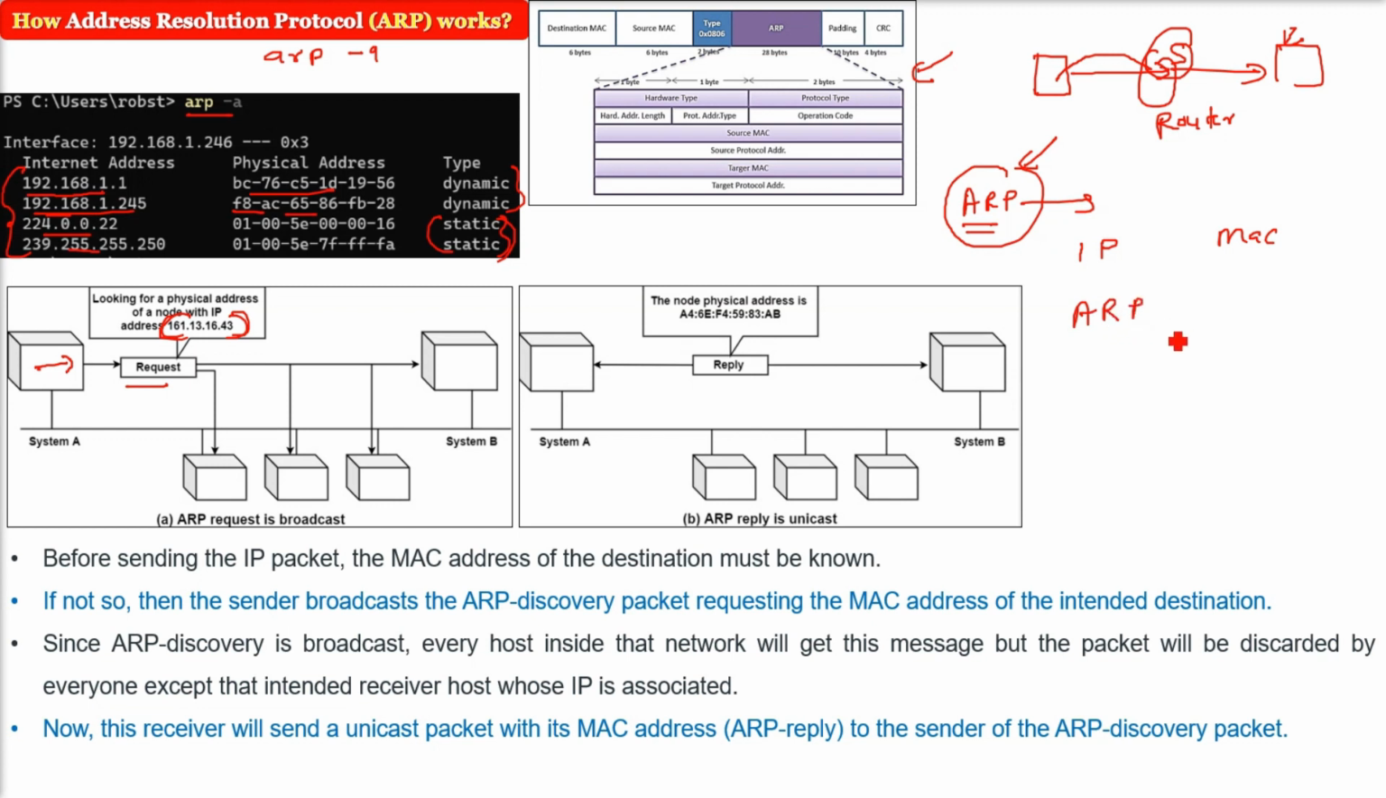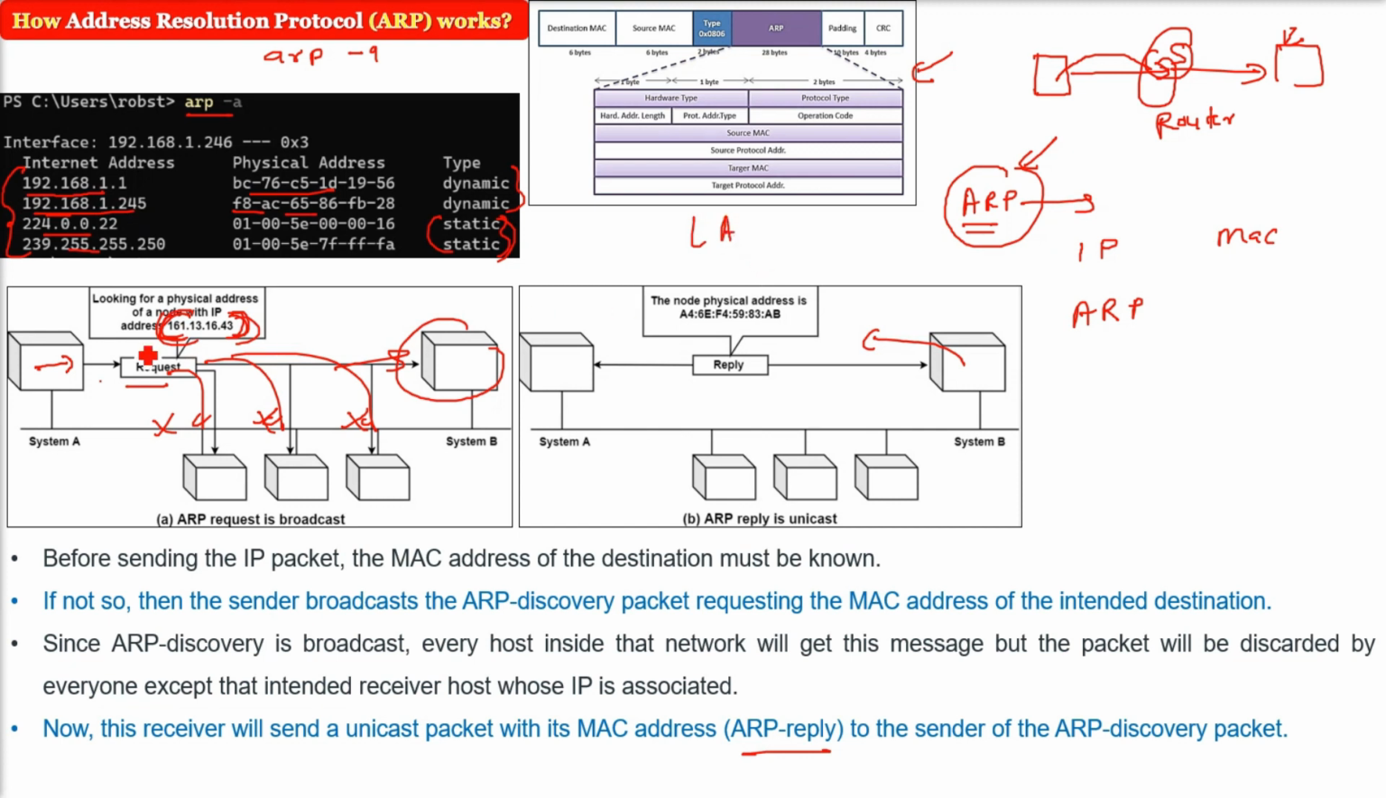This is called the ARP discovery packet. It is broadcast because we don't know who has it. We have to send it to everyone, so everyone inside the network or outside the network will get this ARP discovery packet. But the system which actually has 161.13.16.43 has to revert back. It will know, oh, this is my IP. So it will send an ARP reply.